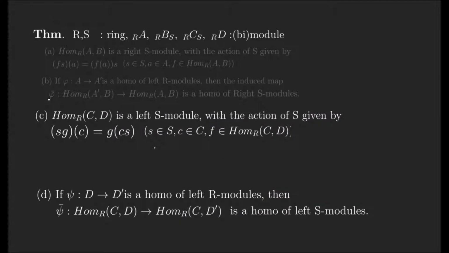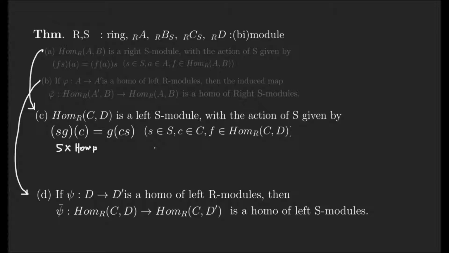And similarly, we can get statements C and D, which correspond to A, C and B, D. Statement C is: Hom_R(C, D) is a left R-S module with the action of S given by this. This means that, comparing to this statement, Hom_R(A, B) is a right S module and Hom_R(C, D) is a left R module.